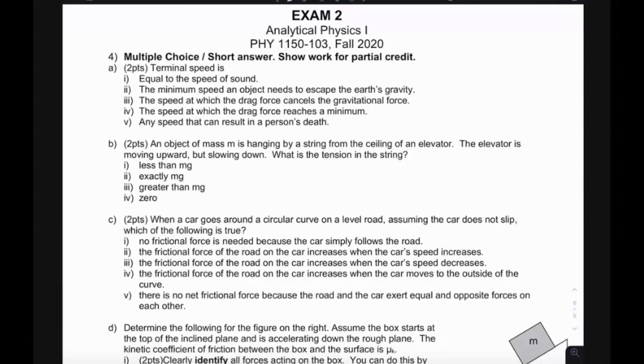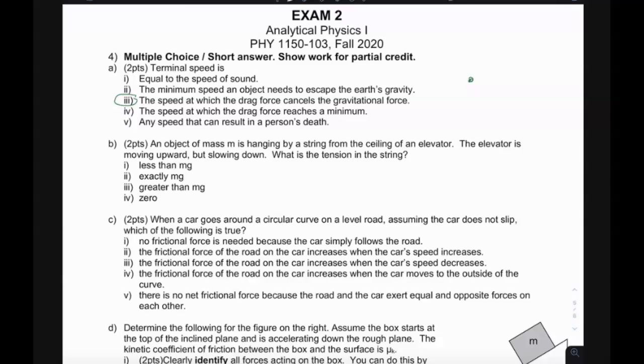Question for exam 2. This is multiple choice short answer. Show work for partial credit. Part A. Terminal speed is defined as choice 3, the speed at which the drag force cancels the gravitational force.